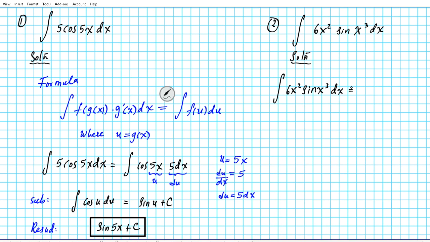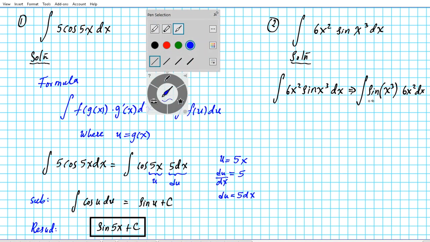Okay, so this can be written as the integral of the composite function first, sine of x to the third, okay, can put a parenthesis around here, and then the other function is 6x squared dx. So if we call x to the third u, okay, if that is u, then what is this portion right here going to be?